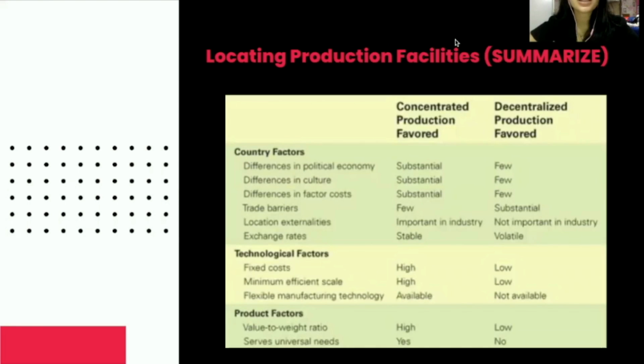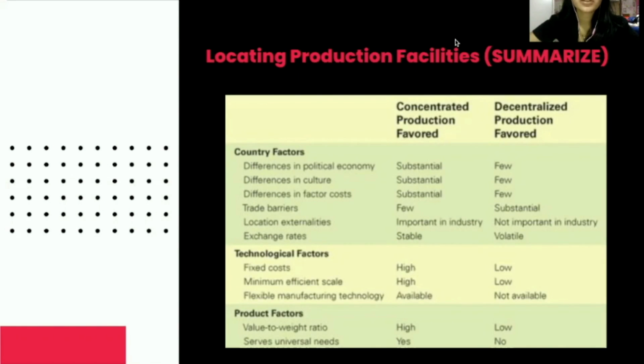So there are basically two strategies for locating production facilities. First is concentrating them in a centralized location and serving the world market from there, or decentralizing them in various regional or national locations that are close to major markets. As you can see, the appropriate strategic choice of where to locate production is determined by three areas that we have discussed earlier, which are country factors, technological factors, and product factors.